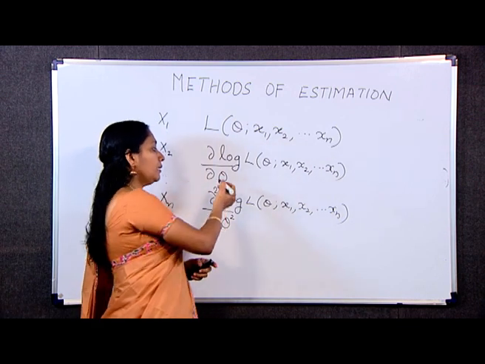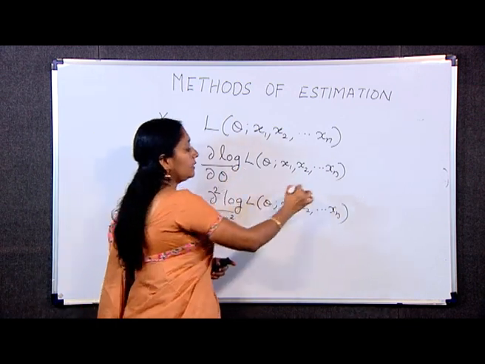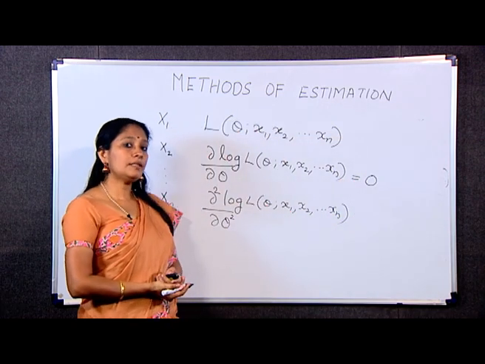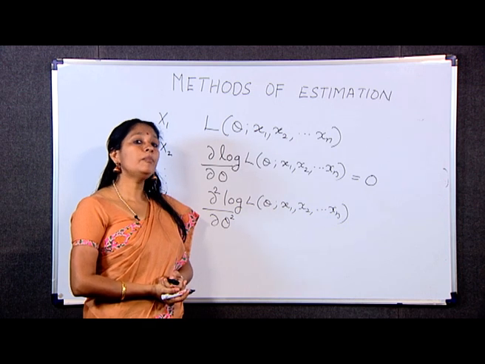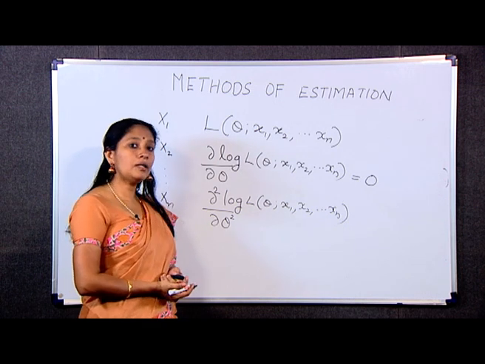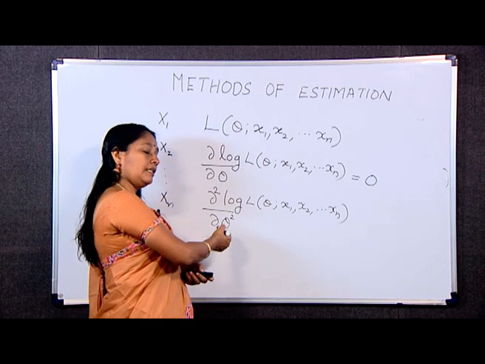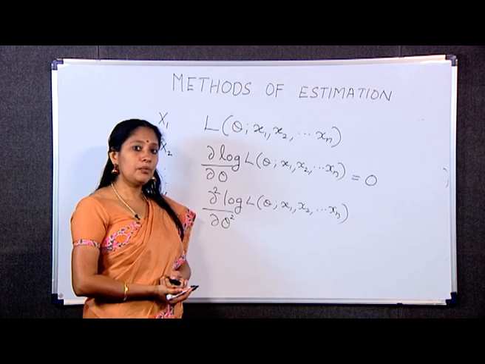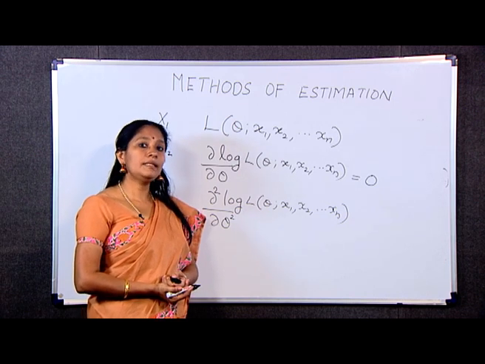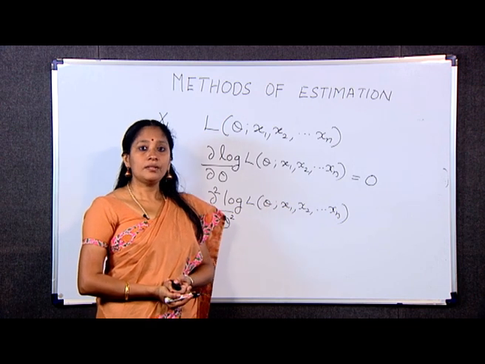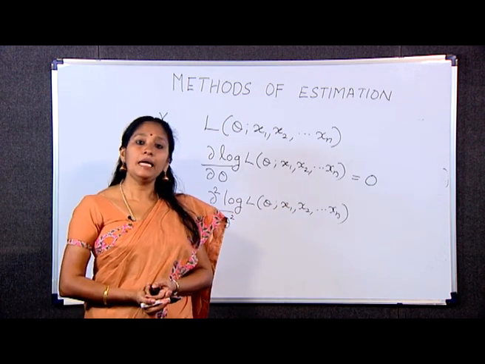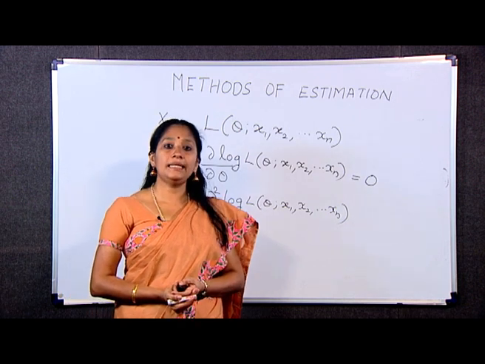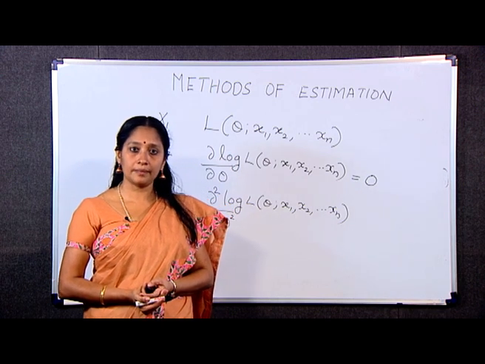So, by putting dou log L by dou theta equal to 0 and solving for theta, we get the maximum or minimum point, and check the sign of the second derivative at that point. If it is less than 0, it is a maximum point. If it is greater than 0, it is a minimum point. So, we have described the maximum likelihood estimation method. Let us use this method in some known distributions.